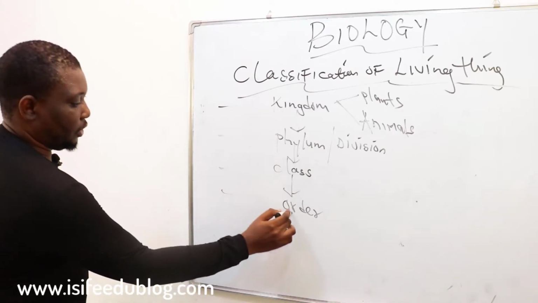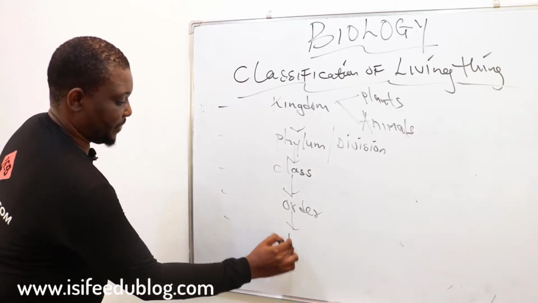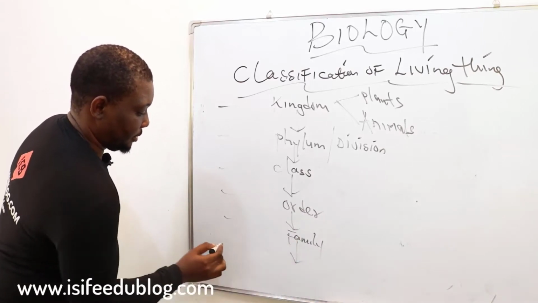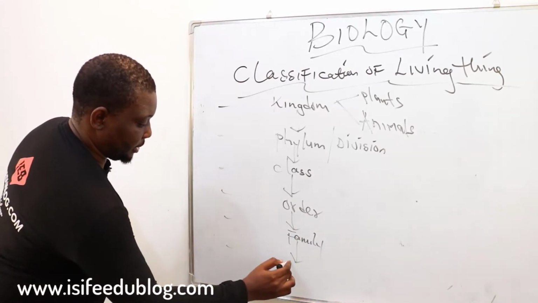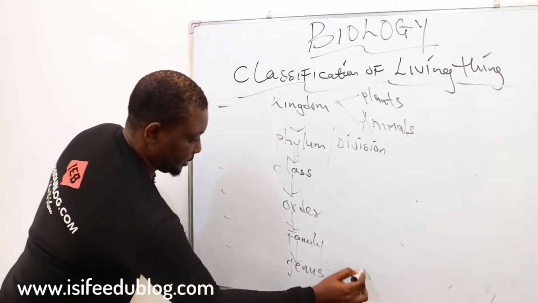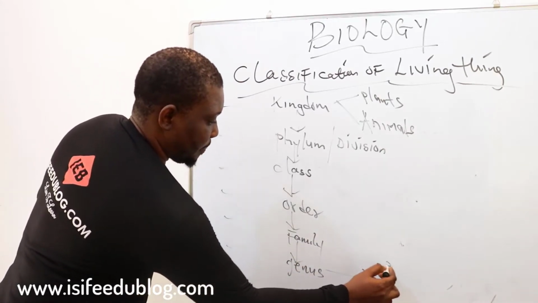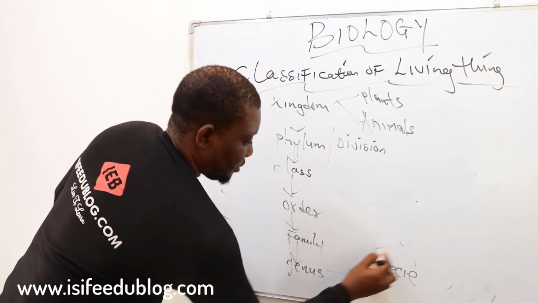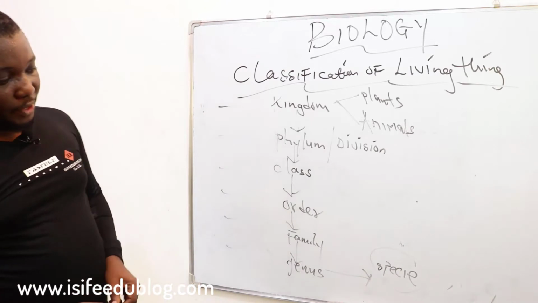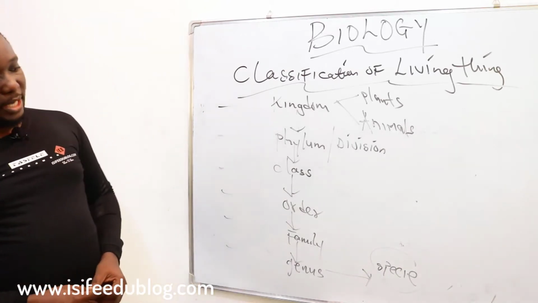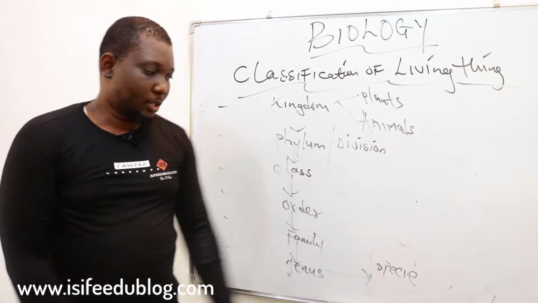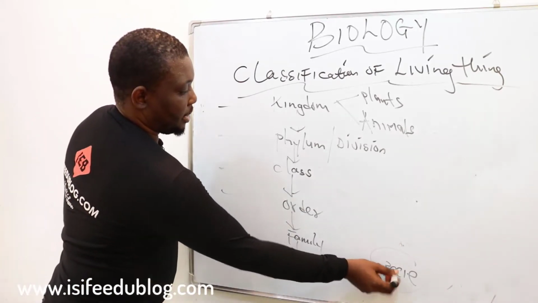And it's followed by the 5th one, which is the family. And the 6th one is the genus. And the last but not the least is species. Species is the lowest hierarchy of classification. Here, you're going to be having only 1 organism in this place. Only 1 organism here. Okay.